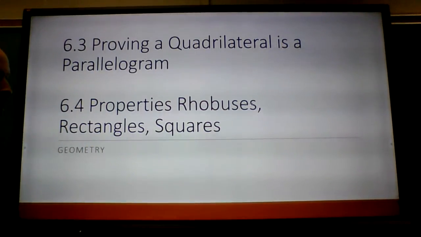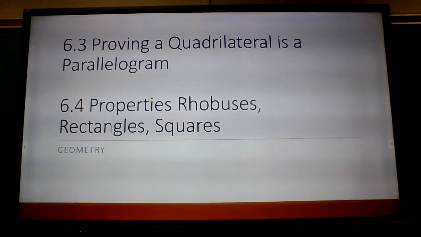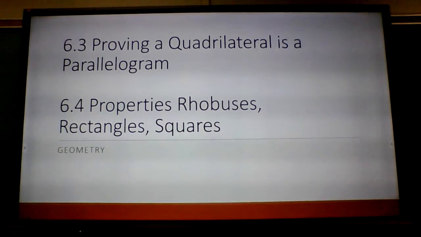Today we are going to look at two more sections in chapter 6. Section 6.3, which is on proving quadrilaterals are parallelograms, and section 6.4, which is properties of rhombuses, rectangles, and squares, which are also parallelograms.